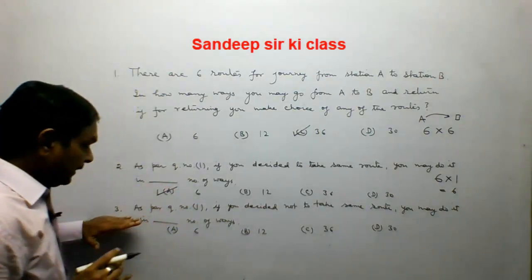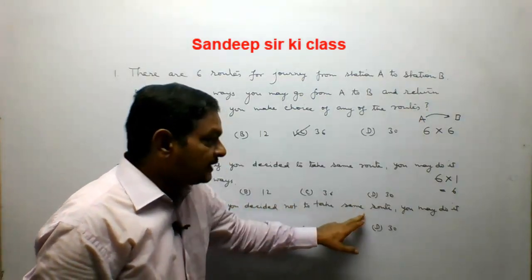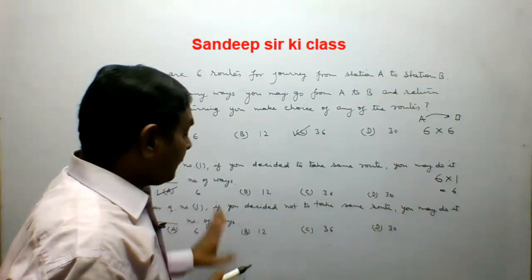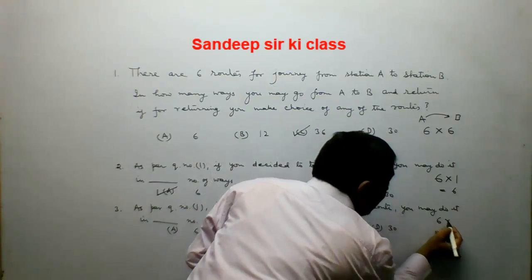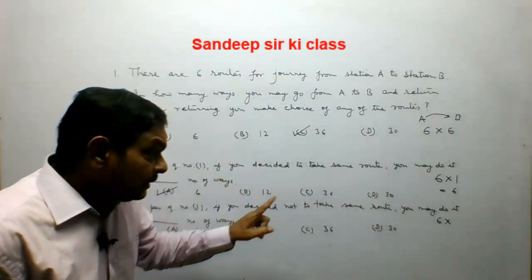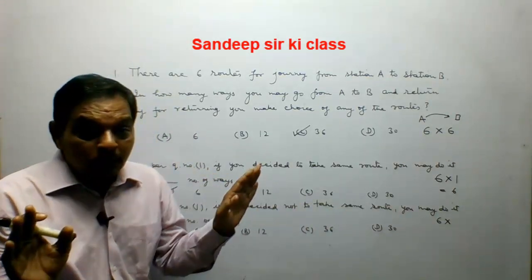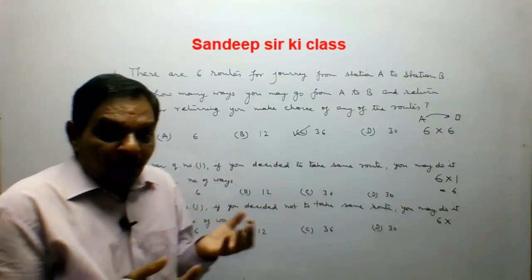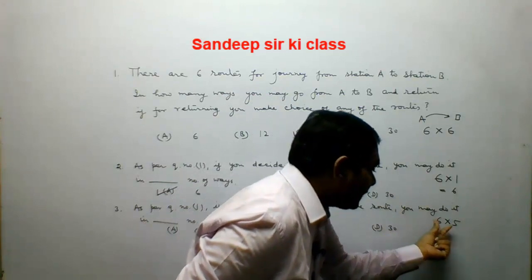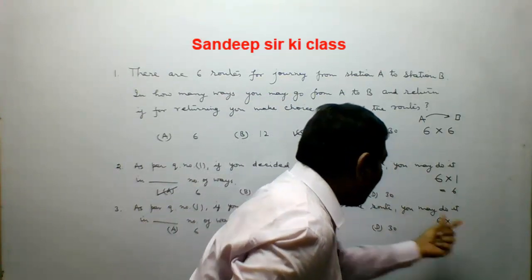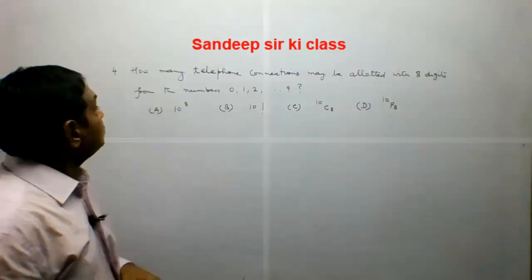Now in question number 3, as per question number 1, if you decided not to take the same route, you may do it in dash number of ways. Now for going from A to B, we have 6 routes, and for coming, you have decided not to take the same route. Means one route is eliminated. You cannot do the journey by that route. So for returning, we have 5 routes. So the number of ways will be 6 into 5, that is 30. So here option D is the correct answer.